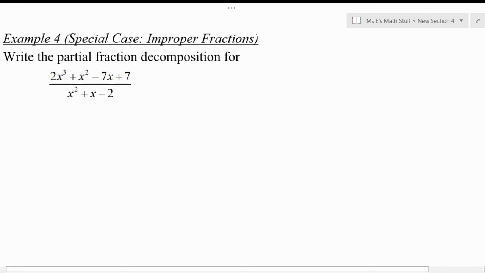So in a situation like this, the first thing you're going to do is write your improper fraction in mixed fraction form. So I'm just going to leave that as a hint as to how to get started, and then I'll go through it with you in the next video. Best of luck.